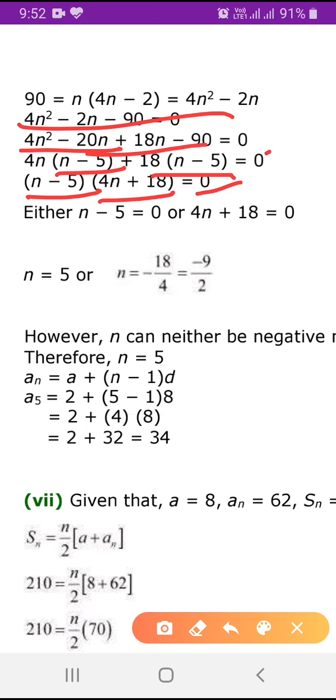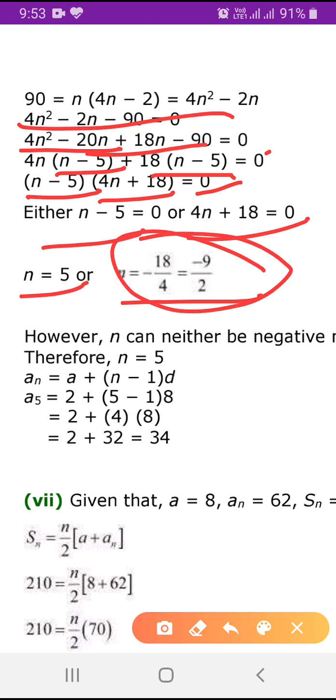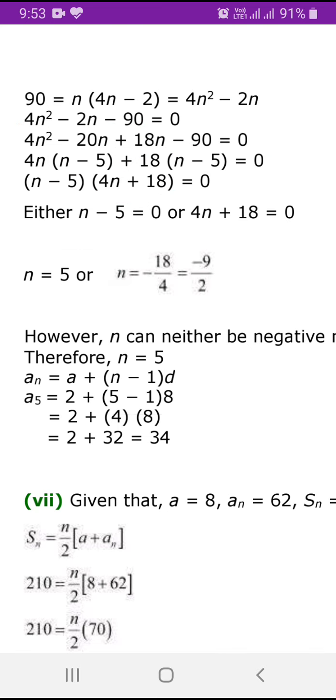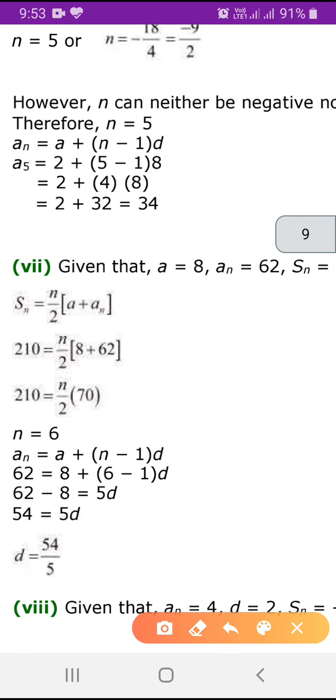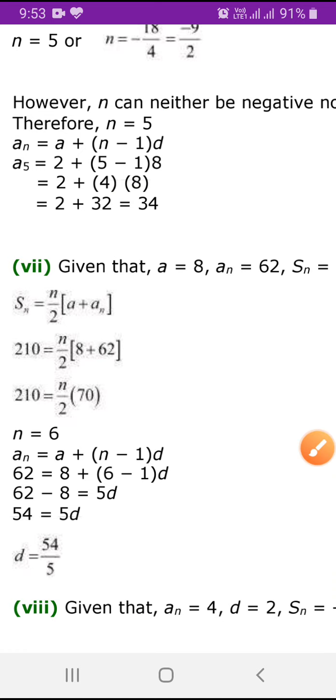After that, either n minus 5 equals 0 or 4n plus 18 equals 0, we get n equal to 5 and n equal to minus 9 by 2. Reject minus 9 by 2. Now n equal to 5. Now putting this value of n in an, a5 equal to a plus 5 minus 1 into 8. After solving, we get a5 equal to 34.